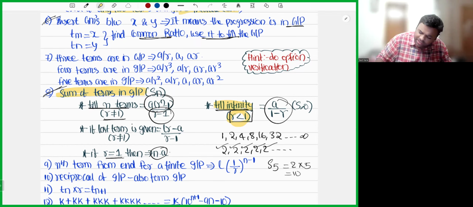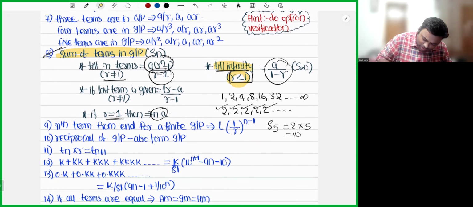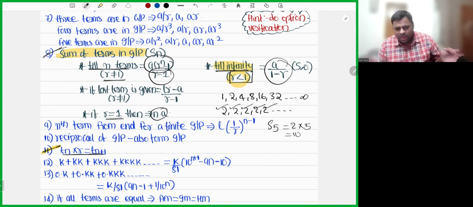Next, I said a term into the common ratio will give you the next term. As a term plus the common difference will give you the next term in AP, in the same way, a term into the common ratio will give you the next term in GP.